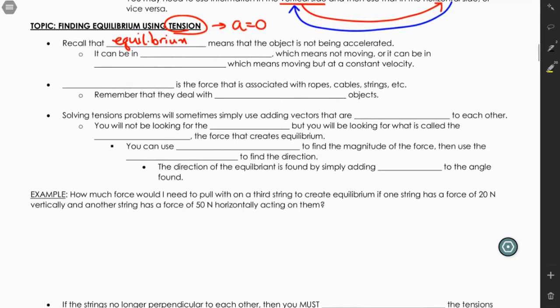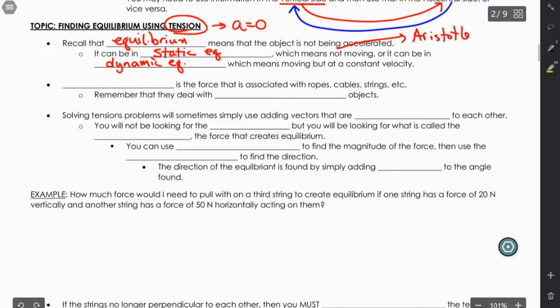Now it can be in static equilibrium, which means it's not moving, or it can be in dynamic equilibrium, which means it's moving, but at a constant velocity. And remember our two natural motion concepts. The first one was Aristotle, the second was Galileo. Aristotle's natural motion says objects want to be at rest, which is our static equilibrium concept. And Galileo says no, it's natural for objects to be moving with a constant velocity, which is our dynamic equilibrium.